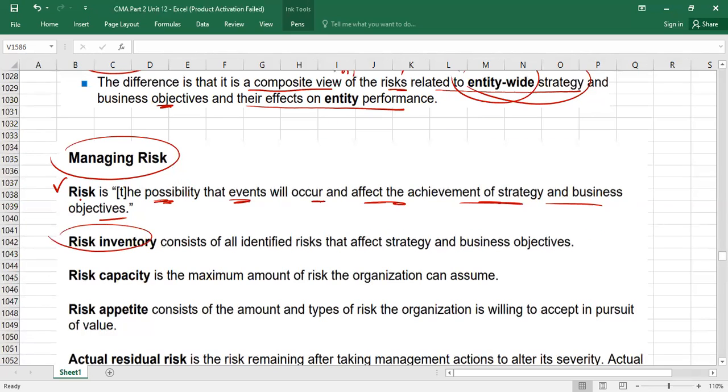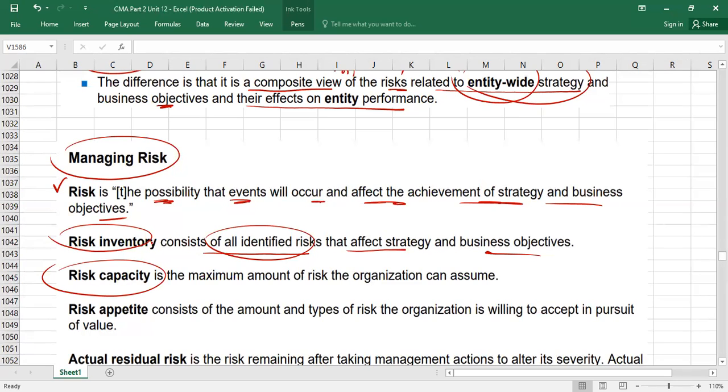Then we have risk inventory. It's another word. Risk inventory consists of all identified risks that affect strategy and business objectives. What does it mean? It is the list of all identified risks. Your risk management department creates certain documents, right? They may create a risk register also. You may have some software in which you record all your identified risks that can affect your strategy and business objectives. That list of identified risks is called the risk inventory.